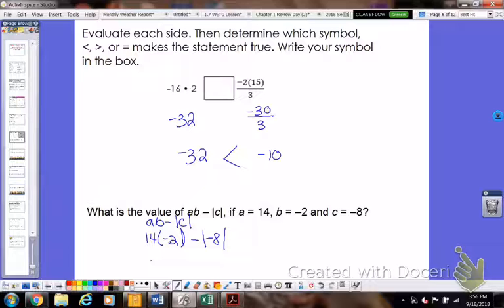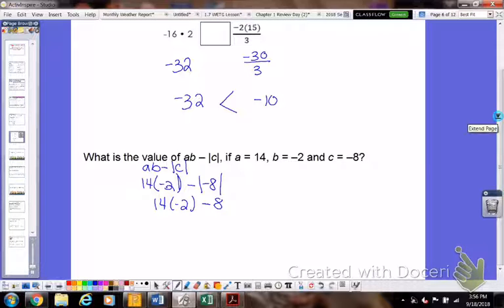Okay, so we're going to take care of this absolute value first. So 14 times negative 2 minus the absolute value of negative 8. Again, negative 8 is 8 units from 0, so that's a positive 8. And next up, our multiplication. 14 times negative 2 gives us a negative 28 minus 8. And negative 28 minus 8 gives us a negative 36.